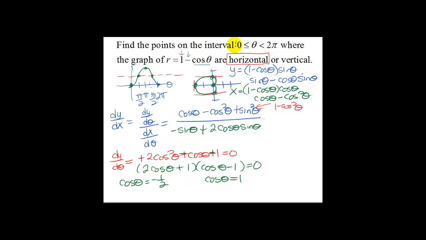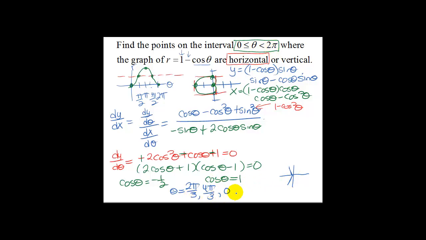Remember, we're interested in the interval from 0 to 2 pi. So where is the cosine negative 1/2 on that interval? When I haven't done these for a while and I need to think of the trig, I just do a simple unit circle sketch and say, when is the x negative 1/2? Well, right here and right here in quadrants 2 and 3. So I can see that's when theta equals 2 pi thirds or 4 pi thirds. And when is the cosine 1? I'm from 0 to 2 pi not inclusive, so that's going to be at 0.